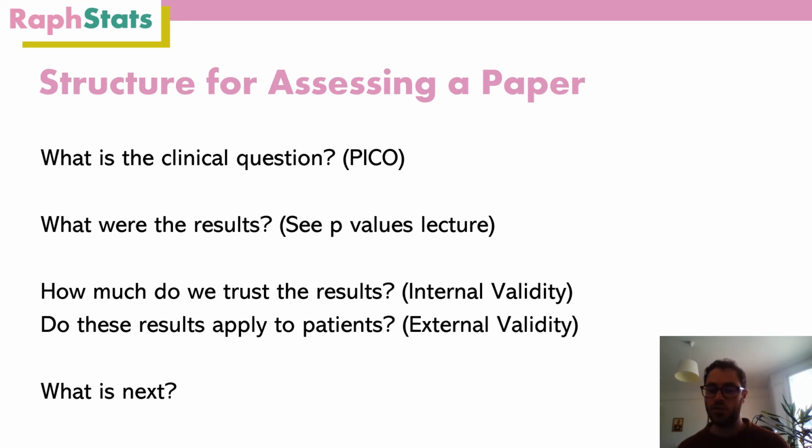So my structure of talking through a paper, if you gave me 3 or 4 minutes to do so, would be to quickly summarize the clinical question using PICO, briefly go through the results of the primary and secondary outcomes using the resources from my p-values lecture to frame the importance and clinical significance of the results. I then go on to critique the study.